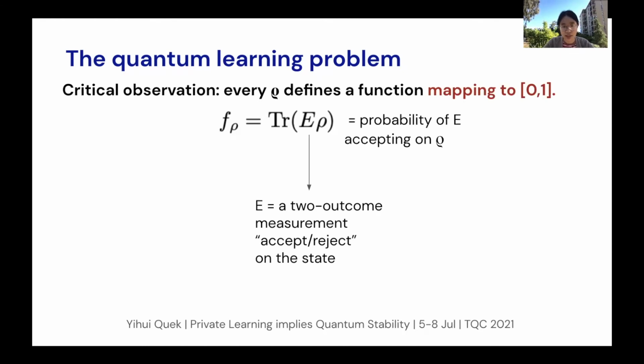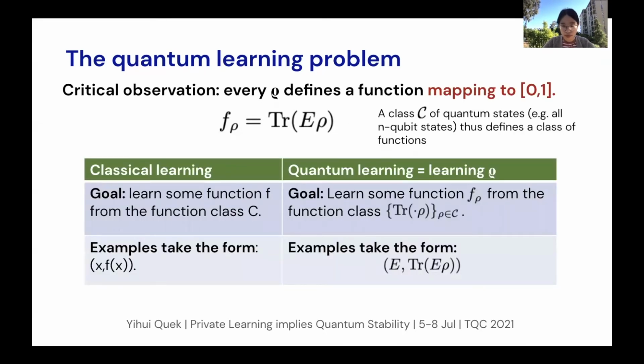So it's pretty important here that this function maps to [0, 1], which is the space of real numbers, which is our first departure from many typical classical learning models, which typically study the learnability of Boolean functions. So if every quantum state defines a function mapping to [0, 1], then a class of quantum states, for example, the set of all n-qubit states, then defines a class of functions. And classical learning theory is all about how to learn an unknown function from a class of functions, given examples of the form (x, f(x)), where x is a point in the domain and f(x) is the unknown function evaluated on that point.